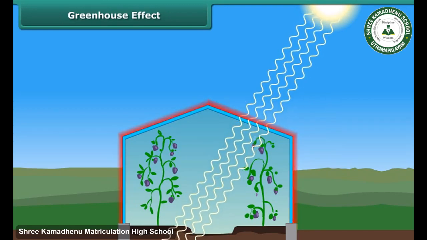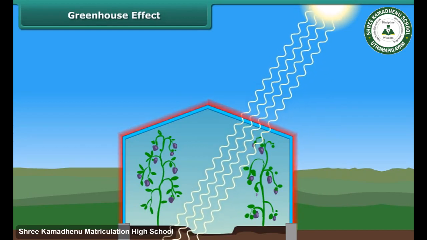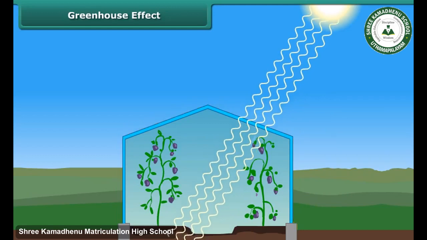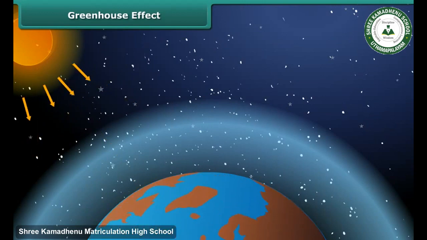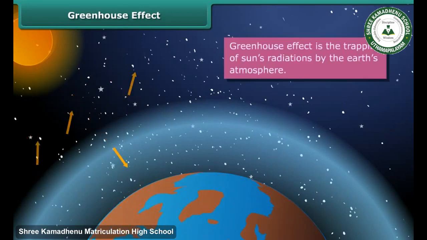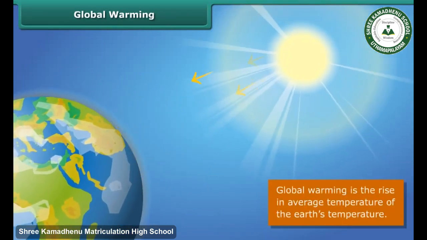Similarly, the greenhouse gases like carbon dioxide, methane and nitrous oxide in the atmosphere act like glass panes. When the sun's radiation reaches our atmosphere, some rays are reflected back into space and some are trapped by greenhouse gases, causing the atmosphere of the Earth to warm up. Global warming means Earth is heating up.